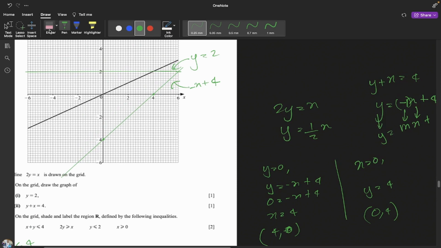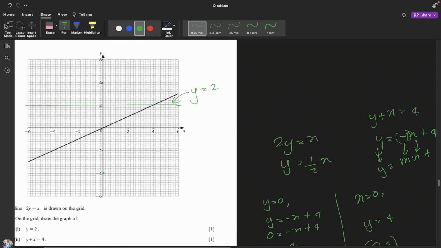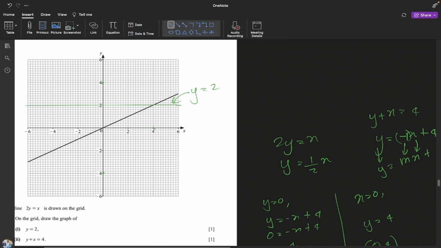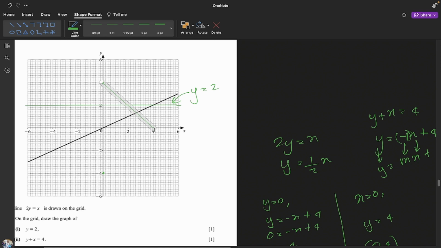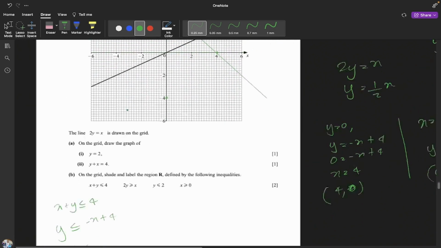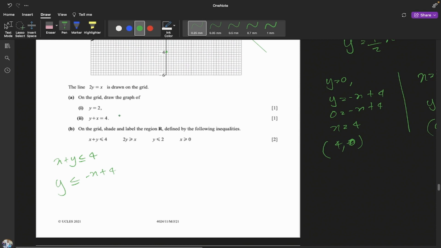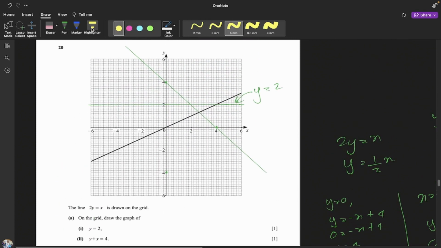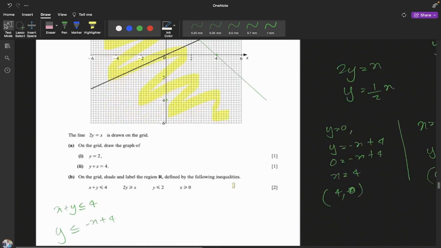Okay, there is a small mistake. The graph should be the other way. So first one is 4 comma 0. Next one is 0 comma plus 4. Yeah, we forgot the gradient rule. So it should be like this. Okay, good. Now they're saying the part which is less than this one. So you can say it's this, right?